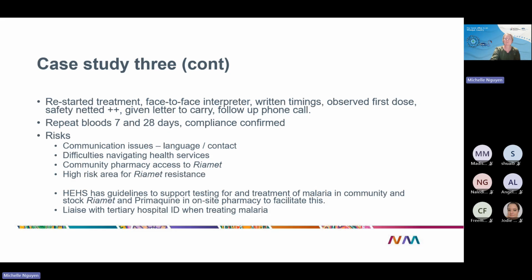And we followed her up again with a phone call a couple of days later to make sure she completed the course of Riamet, and repeated bloods on days 7 and 28 to confirm. And as I said, we confirmed that she completed the course of medication. So this case just led us to reflect on some of the risks for our clients.